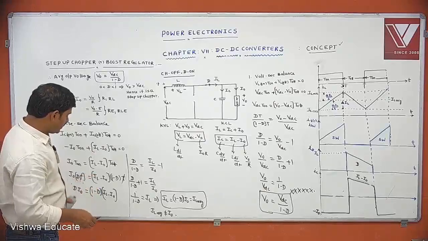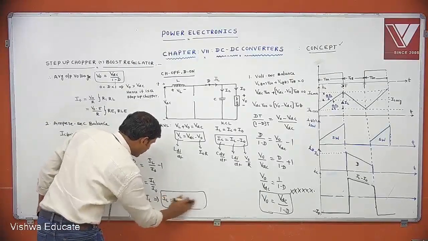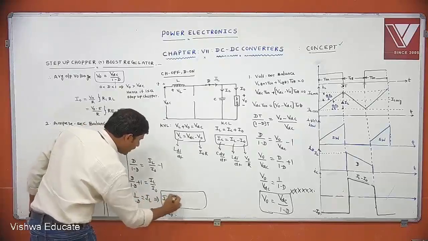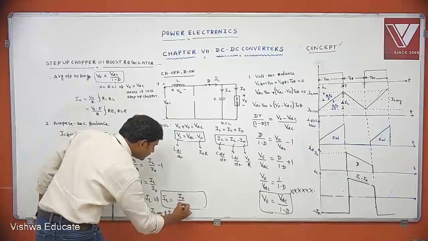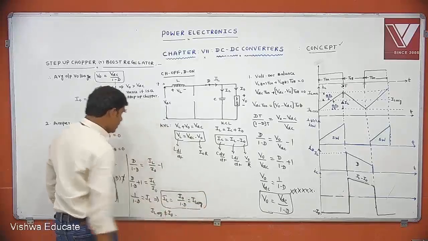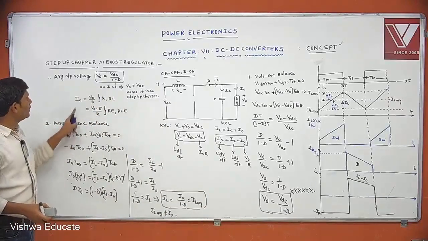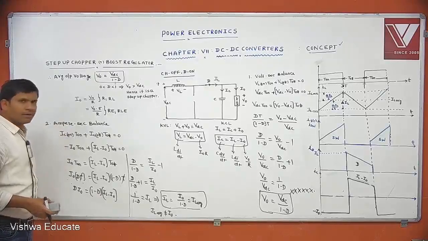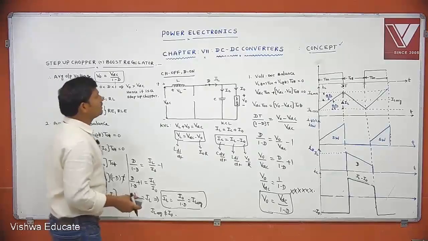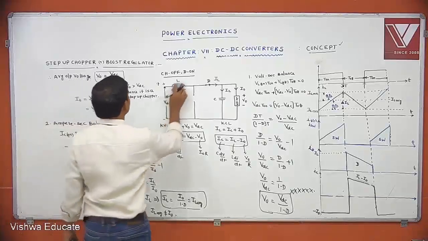What is IL here? If you want IL, it is I naught by 1 minus D. This is IL average. IL average is not equal to I naught. This is the second parameter. This is the first one and this is the second. Okay, clear? Go for the third one.